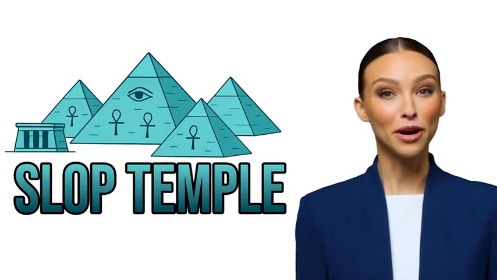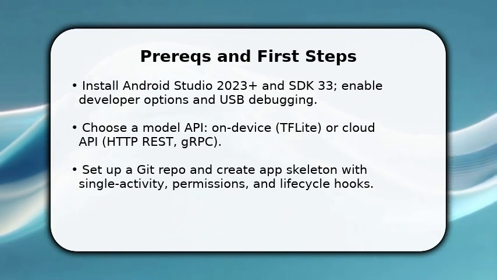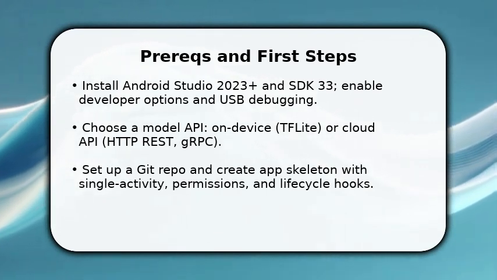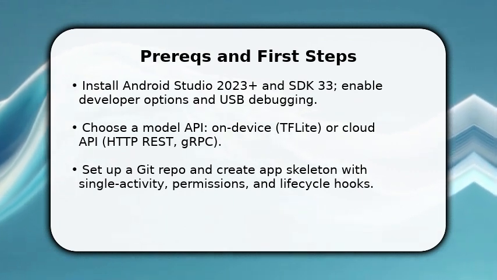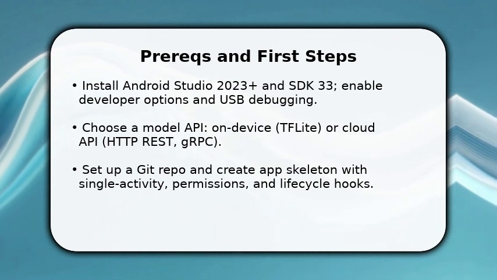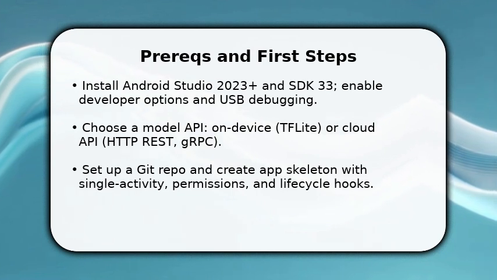We pray this video helps. You start by confirming prerequisites: Android Studio, SDK 33, and a device or emulator with developer mode. Next, decide whether the assistant runs locally with a TF Lite model or calls a cloud API for larger models. Each choice affects latency and privacy.